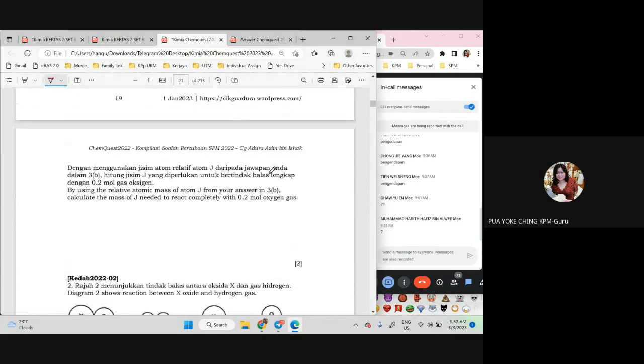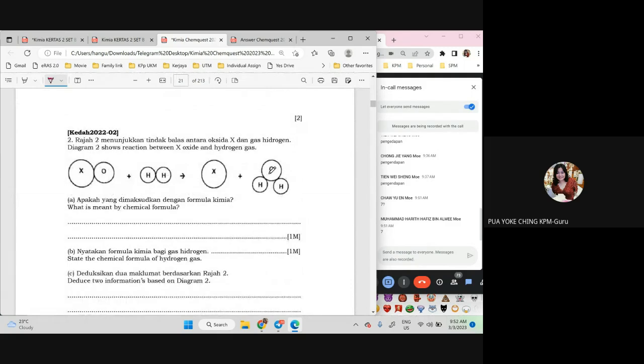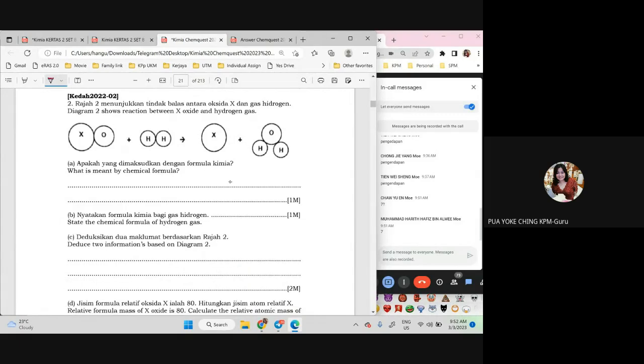So beside the relative atomic mass, the next one, it was your molecular formula, your chemical formula. Okay, your molecular formula.